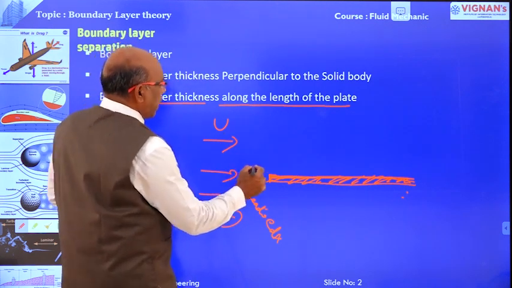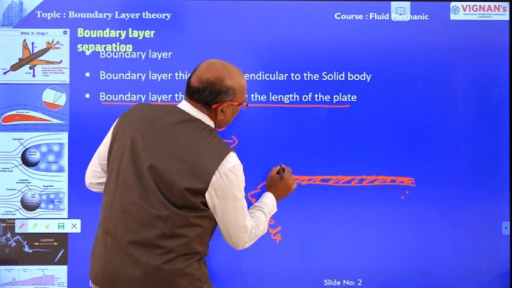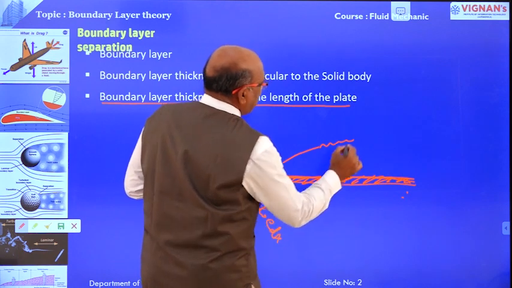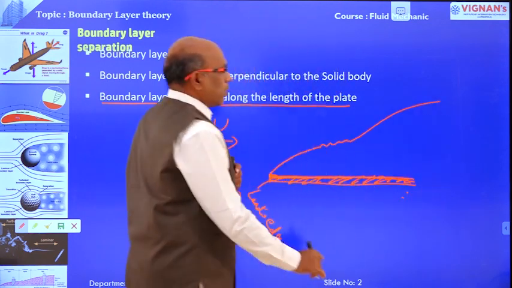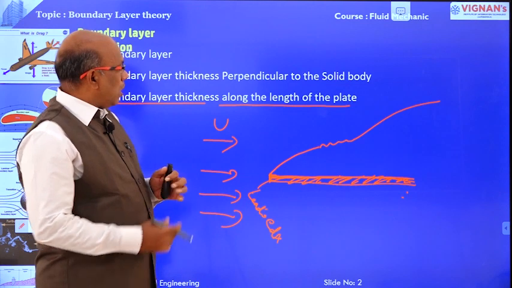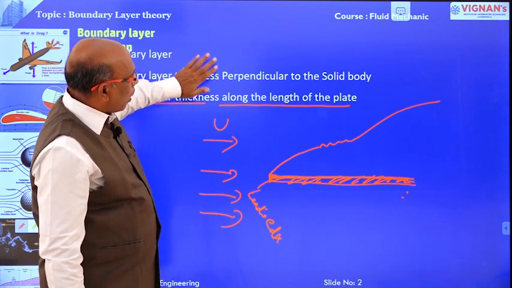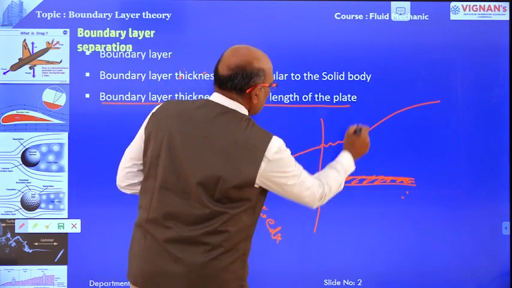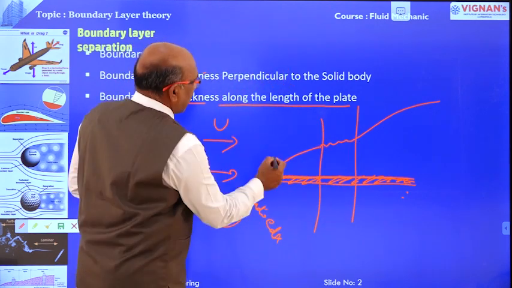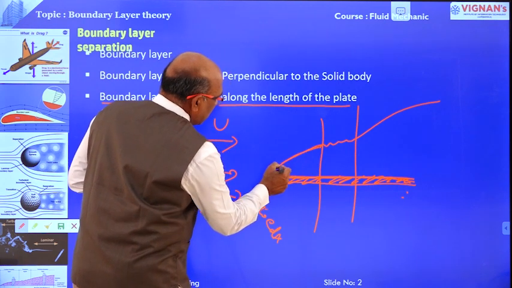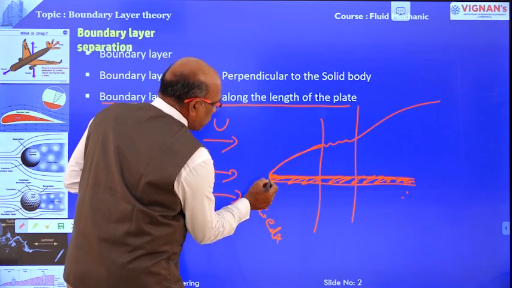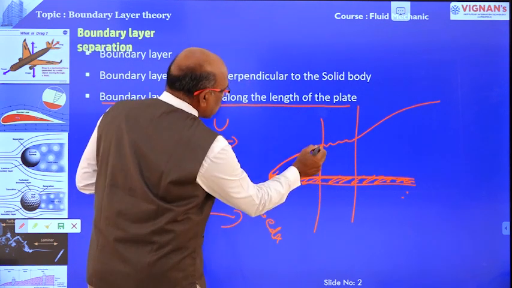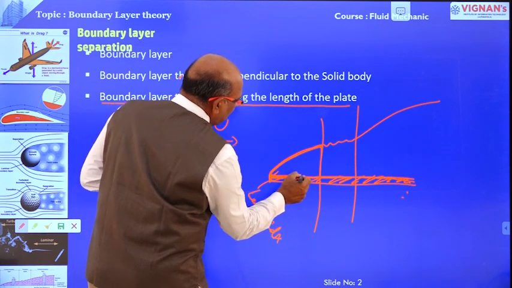Along the length of the plate, the boundary layer gradually increases, and at one point it is disturbed like this, and again the boundary layer increases. The boundary layer thickness along the length of the plate has three components. One is this: the velocity at the leading edge is 0 and gradually the velocity increases here, in this very thin zone.